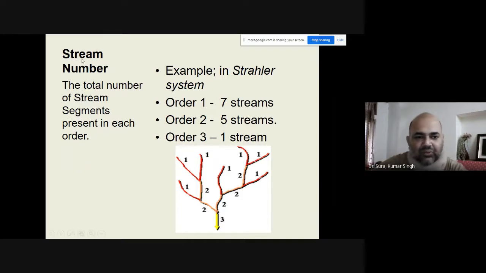Now stream numbers, what do you mean by stream number? Stream number means the total number of stream segments present in each order. The total number of streams present in each order is denoted by stream number. For example, using the spiral system, we can see order 1. Now calculate the total number of order 1: 1, 2, 3, 4, 5, 6 and 7. So order number 1, total streams are 7 in number.